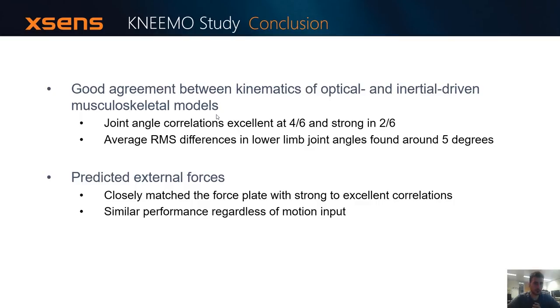So in conclusion, we have found very good agreement between the kinematics of optical and inertial driven musculoskeletal models. Joint angle Pearson correlations were excellent for 4 out of 6 joint angle components, and strong in 2 out of 6. Average RMS differences in lower limbs were found around 5 degrees, and the predicted external forces closely matched the force plate input with strong to excellent correlations, as well as we found similar performance regardless of the motion input of the algorithm.